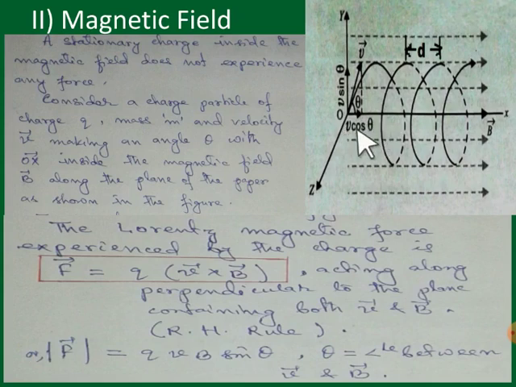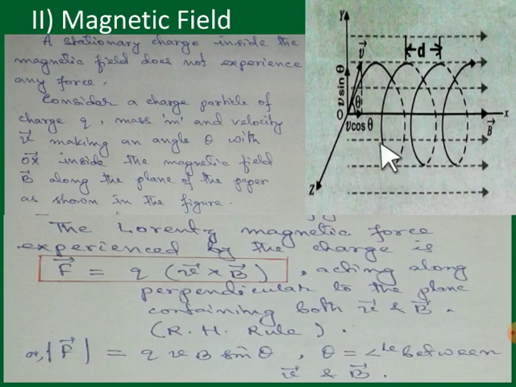Due to this V1 component, the charged particle will move a horizontal distance. So while moving along a circular path, it will come out like this. We call this motion helical motion. So when a charged particle is moving inside the magnetic field, making some angle, the charged particle will no doubt move in a helical path.